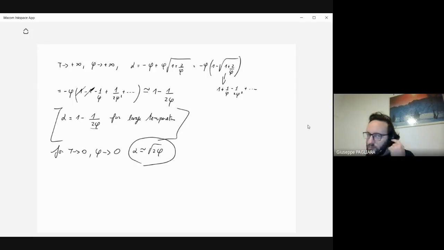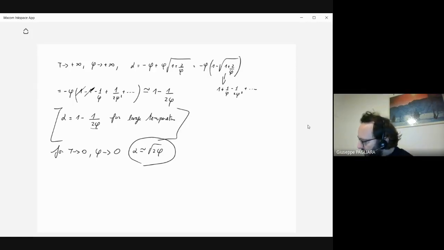Okay. So those are the two scalings of alpha, the degree of ionization, once we consider the limit of large temperature and small temperature.